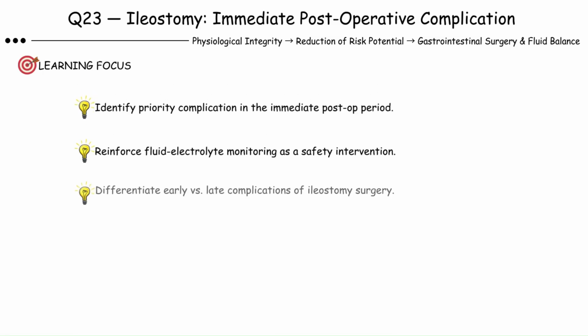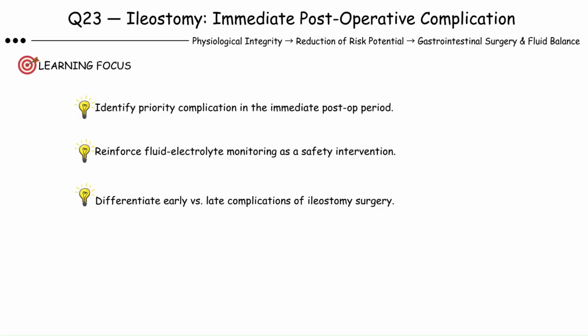Key takeaway. For new ileostomies, think fluid loss first. Early identification of electrolyte imbalance can prevent serious complications, and this is exactly the level of clinical judgment the NCLEX wants you to demonstrate. Great job. Let's move on to the next question and keep building your GI postoperative expertise.